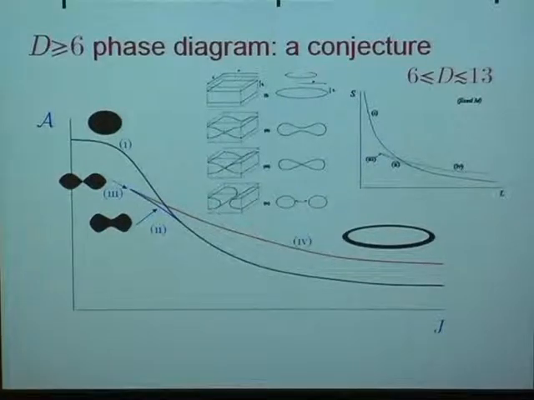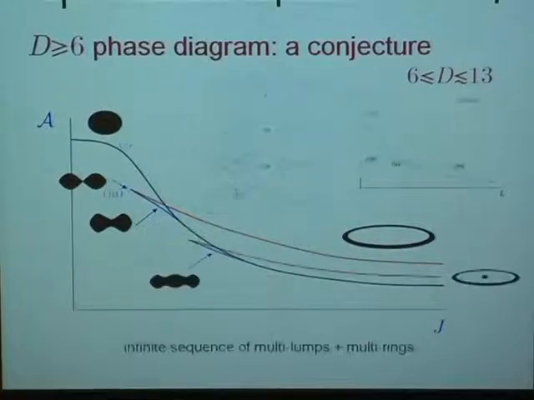So you see that we expect to have these lumpy black holes branching from some point over here, and then at some point they pinch off. The point where they pinch off is not clear, and then they join to the branch of black rings. In principle, we can also expect to find copies of this with more pinches. So this would be a black Saturn, and in principle, there should be repetitions of this at higher and higher spins. So this is telling us that we expect an infinite sequence of black holes with multiple lumps and also with multiple rings and multiple Saturns.